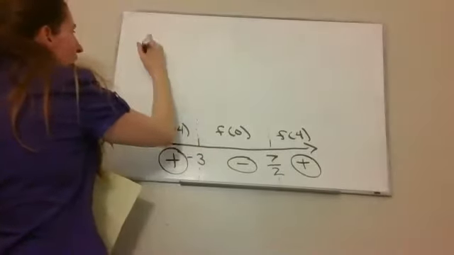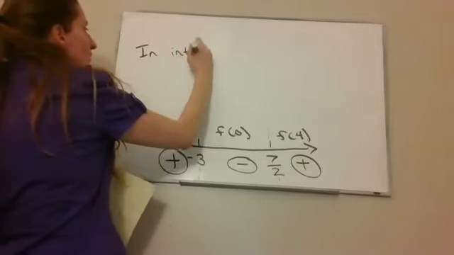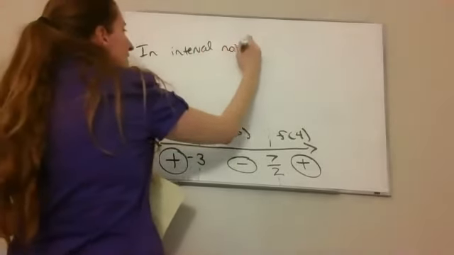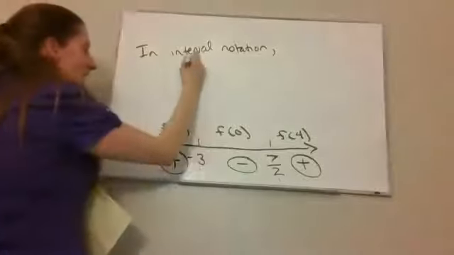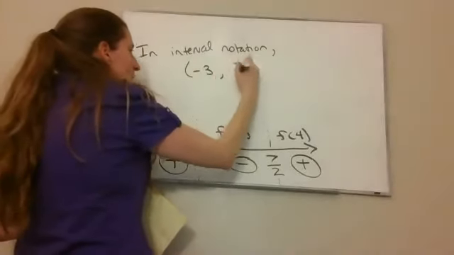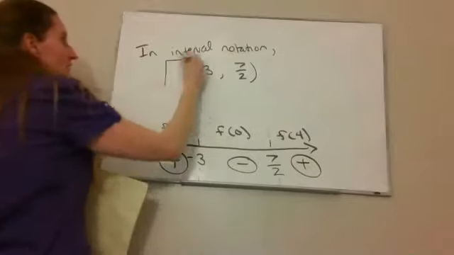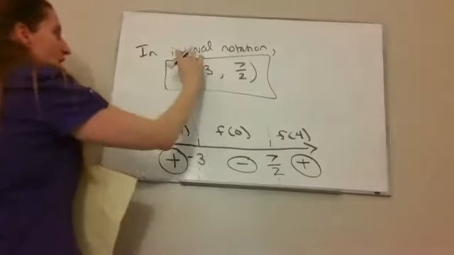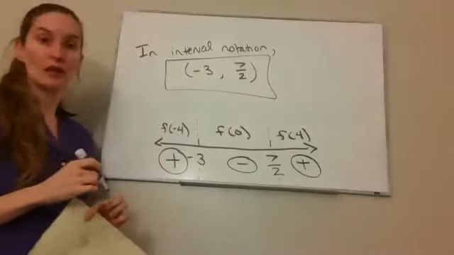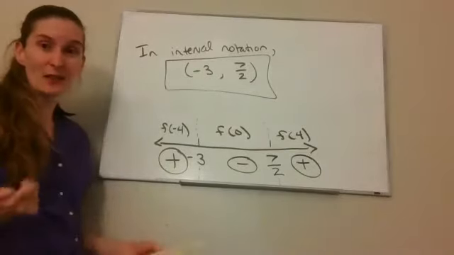is the interval. So in interval notation, we get -3 to positive 7/2 without including the endpoints. Those are the values that made that original inequality true. And that's all there is to it.